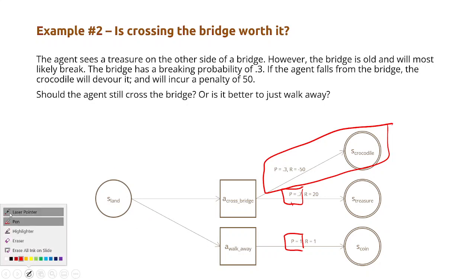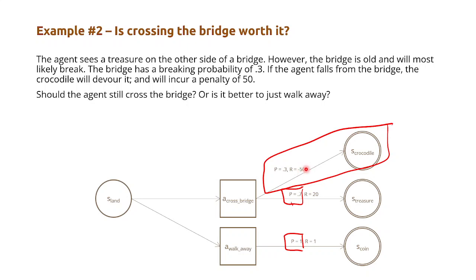The probability of going to S coin when you walk away from S land is 1, meaning there's a 100% chance that you will successfully get the coin when you walk away. However, if you look at the top, if the agent decides to cross the bridge, there is a 0.7 probability that when crossing the bridge, the agent will go to the treasure. There's also a 0.3 probability that the agent will go to the crocodile.